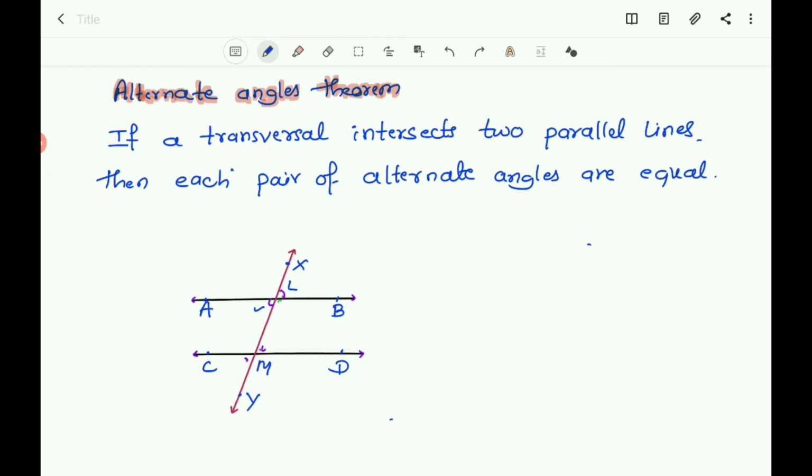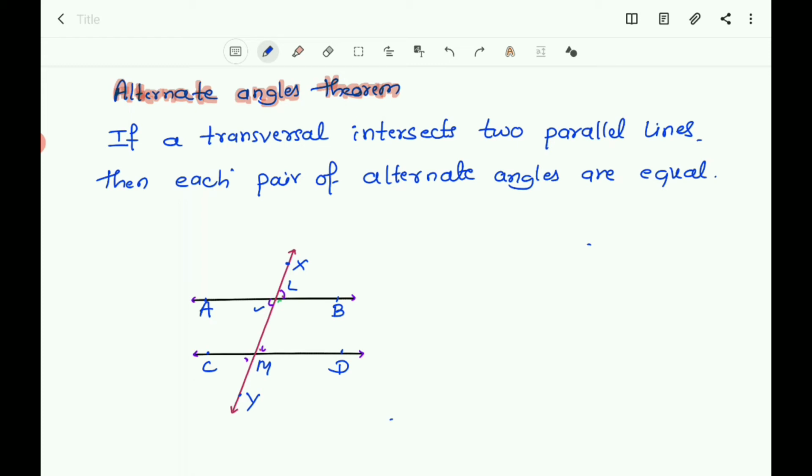Therefore, we can say that if a transversal intersects two parallel lines, then each pair of alternate angles are equal. That is the alternate angles theorem here. What does the alternate angles theorem say? If a transversal intersects two parallel lines, then each pair of alternate angles are equal.